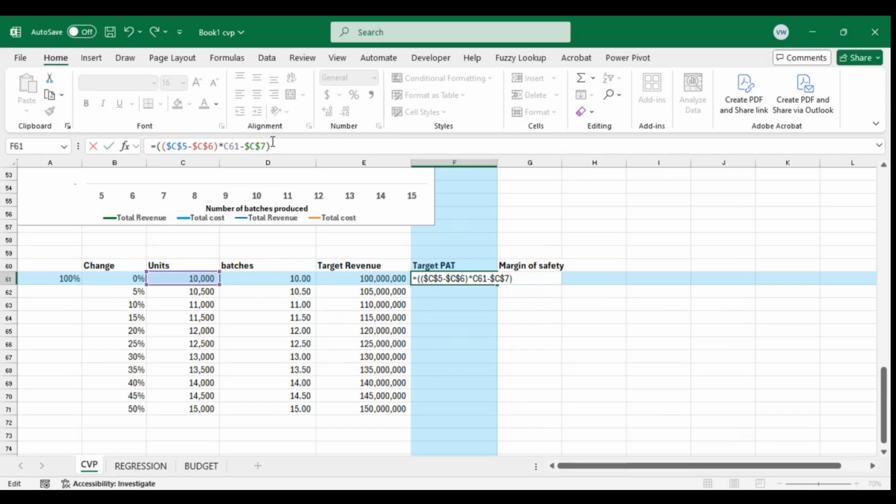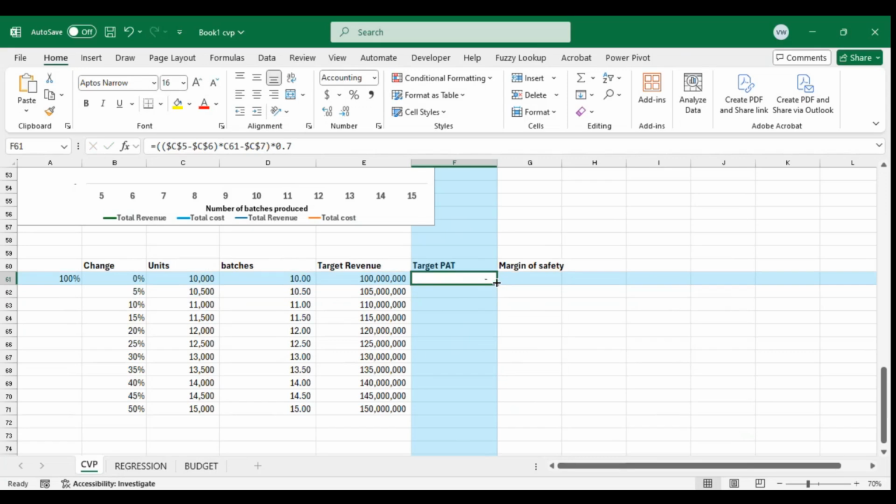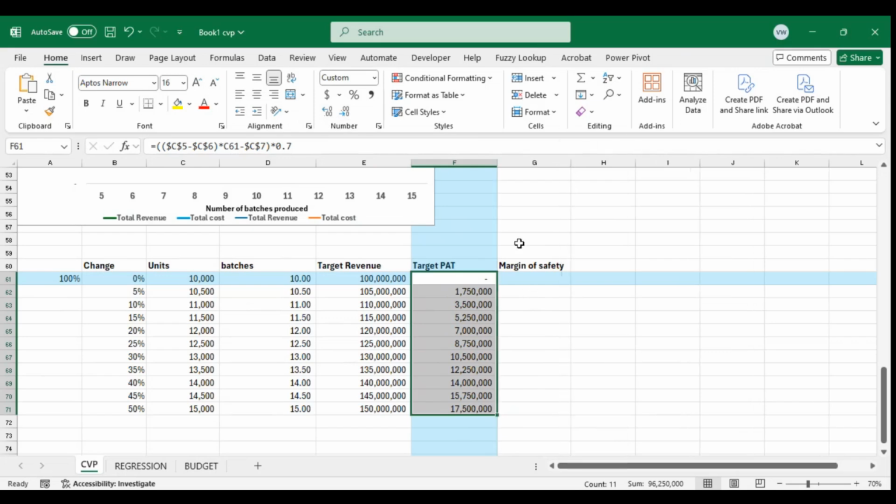I close the bracket and I multiply everything by 0.7 so that I have it net of tax. So that will give me the profit after tax. And you can see that the profit after tax is still 0. Then we use our fill series and we can decrease our decimal place. Then the next thing we need to get is the margin of safety.